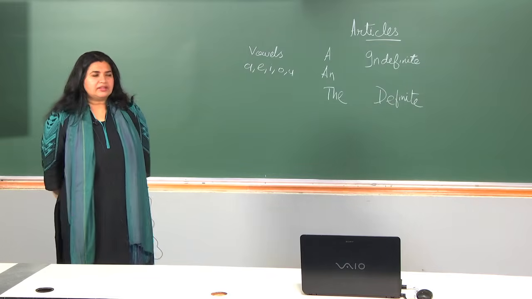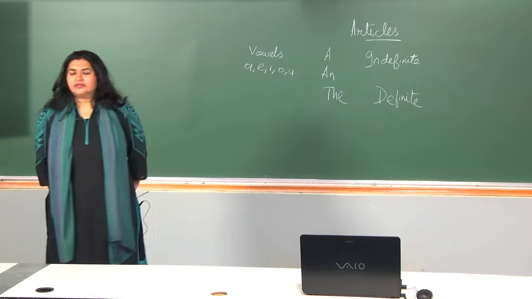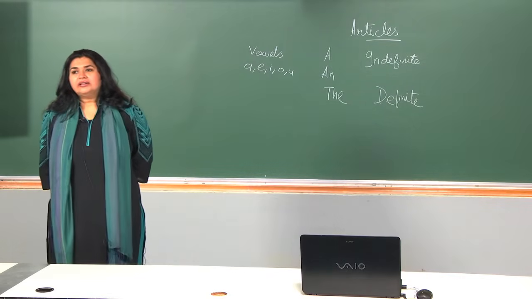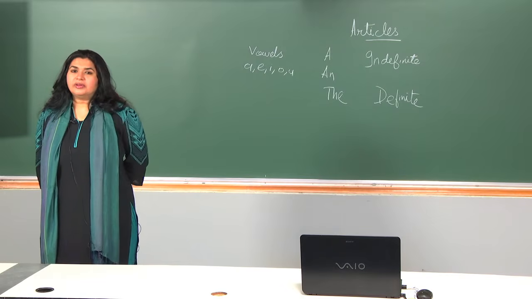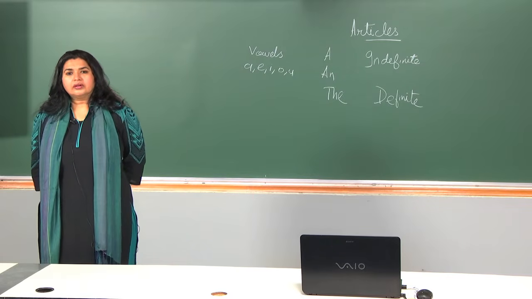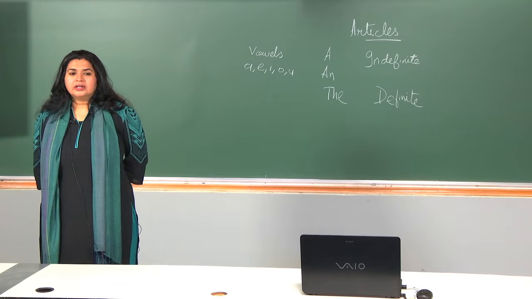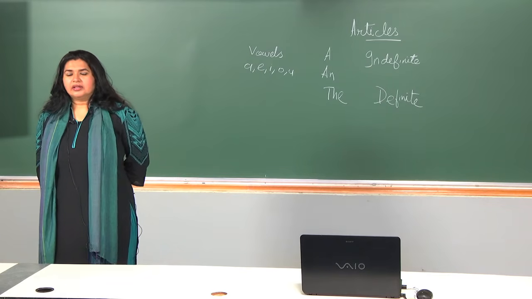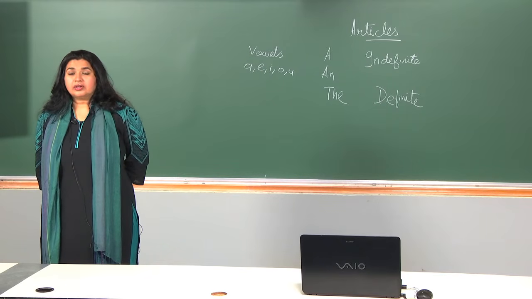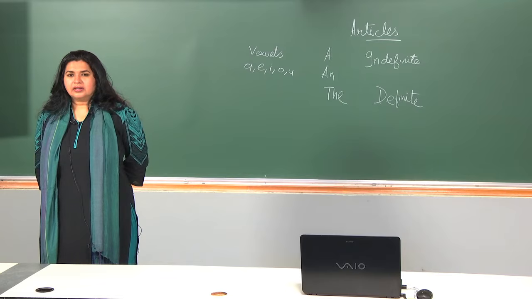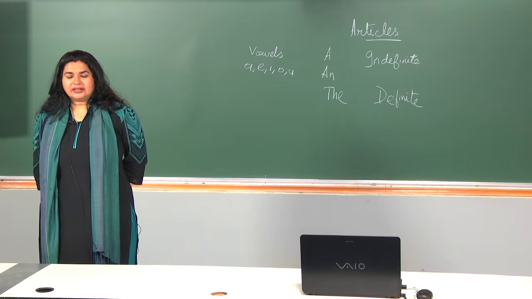Now, definite articles. First let us talk about the, which is a definite article, and it refers directly to a specific noun or group of nouns. For example, the alligator in the lake. We are talking about a specific alligator in a specific lake here. Okay.